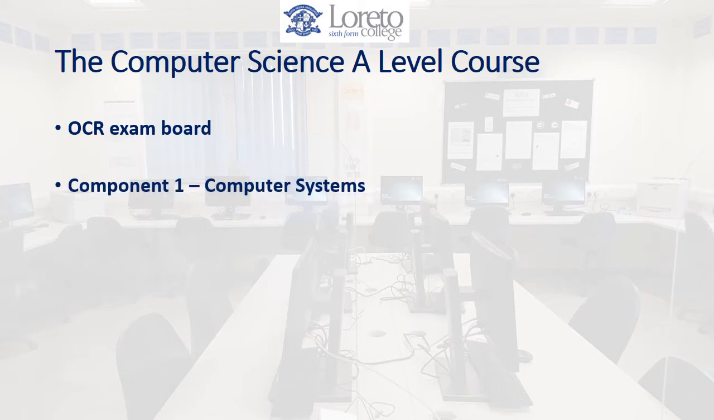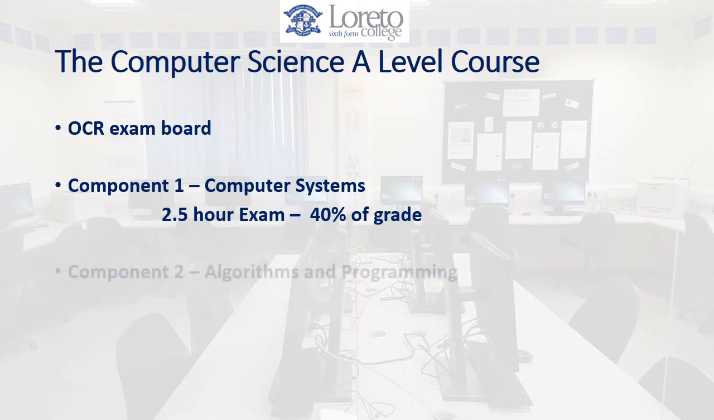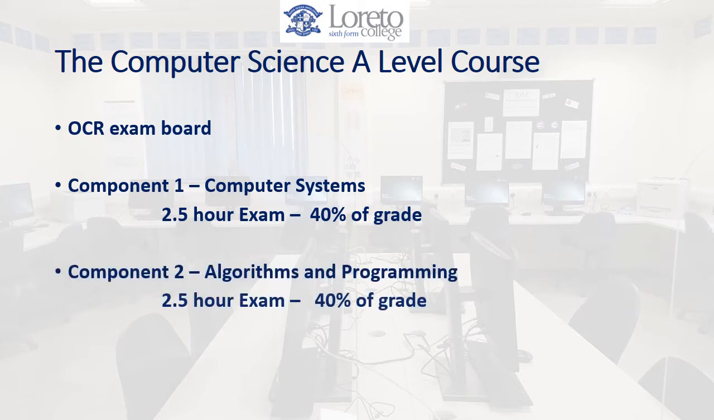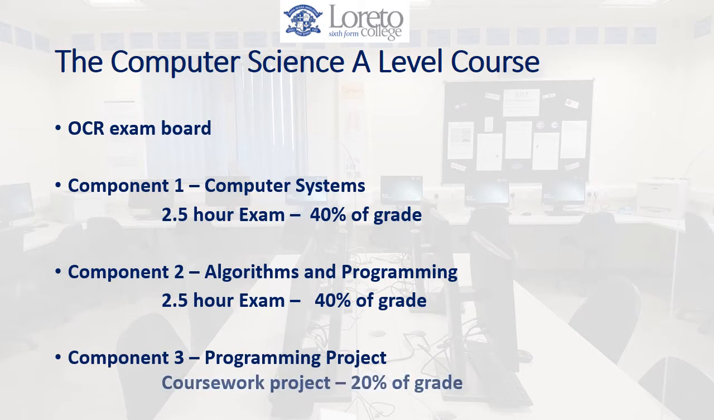Now, the course itself is made up of 3 components. The first is computer systems, which makes up 40% of the overall grade, and that is based on all the hardware and software requirements, as well as other theory aspects. The second component is another exam, 2.5 hours long, making up another 40% of your qualification, based on algorithms and programming. So you have to learn to program and debug programs using pseudocode, as well as learning all the standard algorithms like sort, search, tree traversal. And finally, the third component is your programming project, which makes up 20% of the grade.